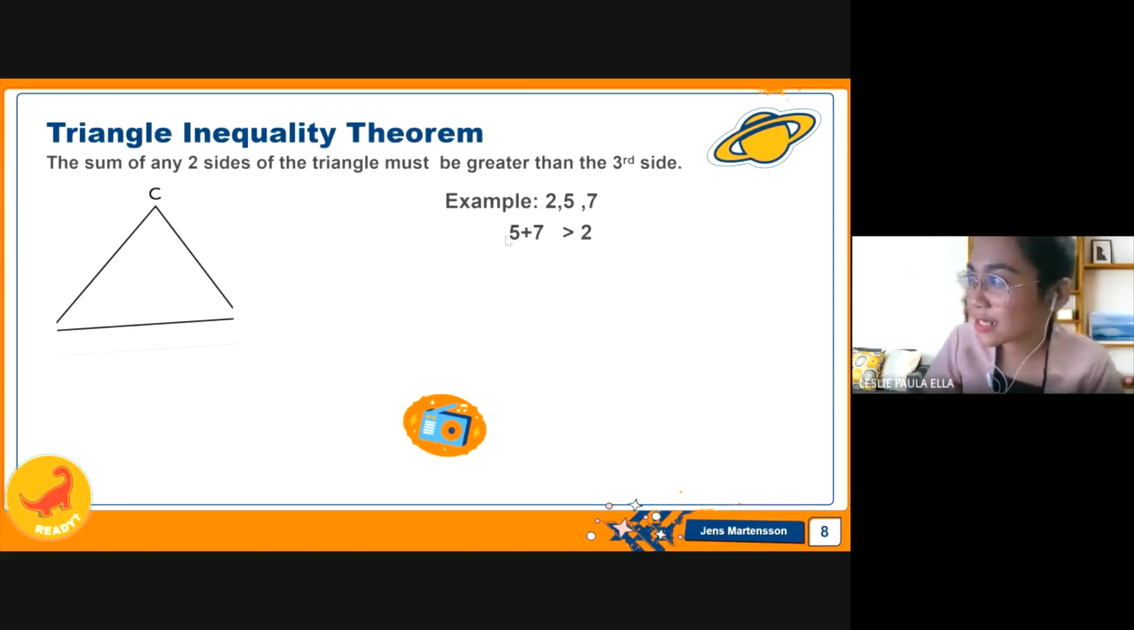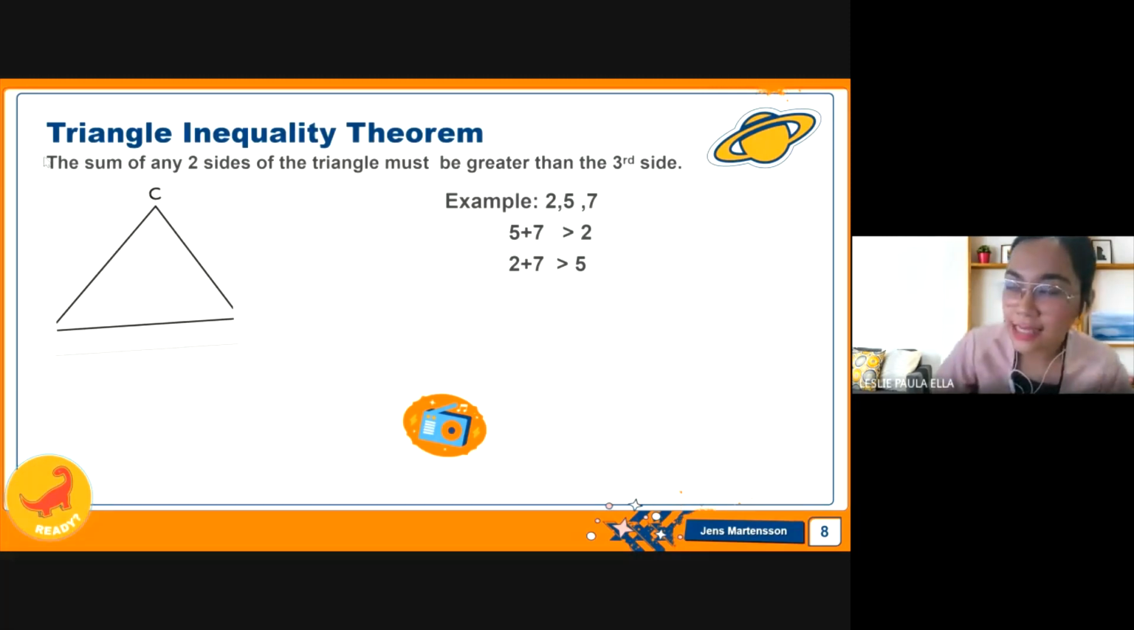So, do you agree that 12 is greater than 2? Yes, 12 is greater than 2. So, the first two sides satisfy the statement. How about if we have 2 plus 7? So, 2 plus 7, which makes 9, is also greater than 5. And 5 will be our third side now because we have 2 and 7 as the first two sides. So that's correct. It also satisfies the statement.